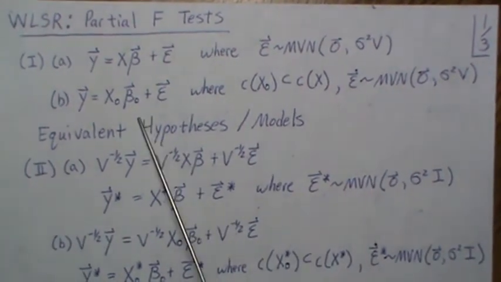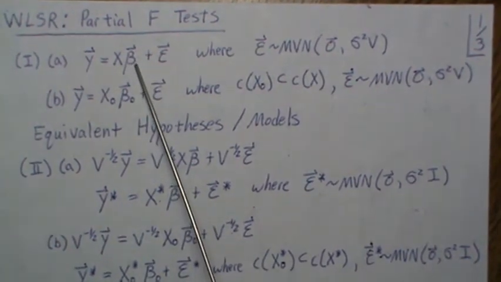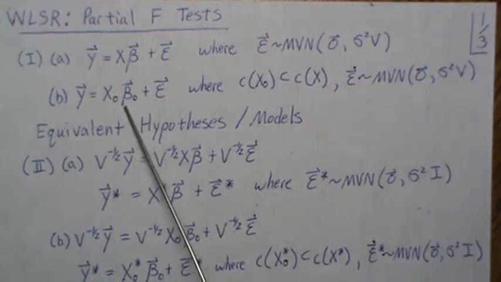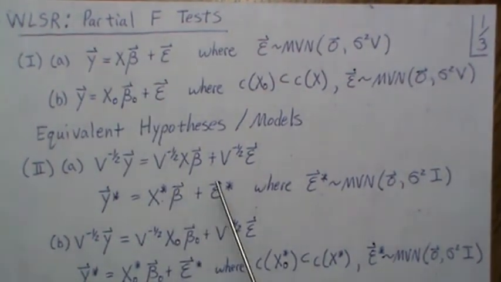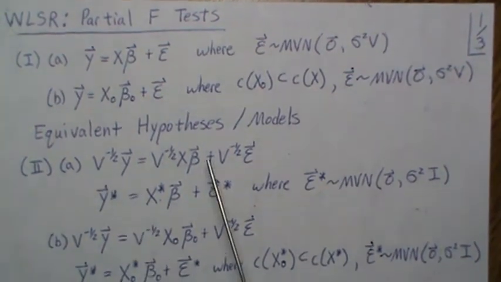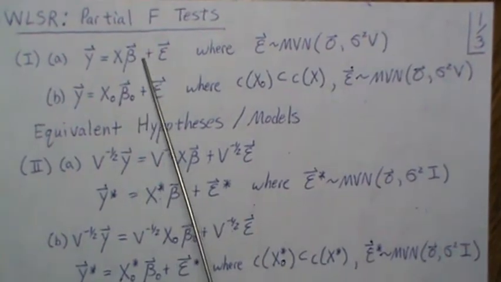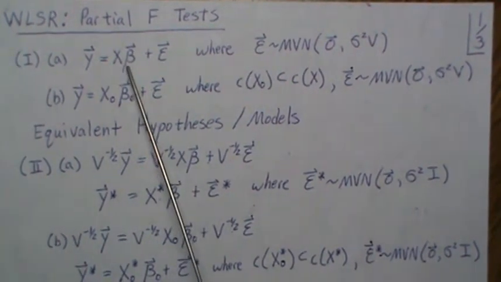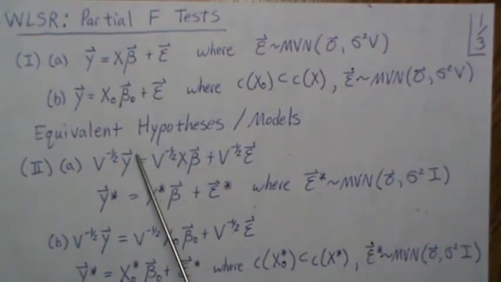So really what this is saying is that some of these beta parameters are zero. We want to test that. Are they zero, meaning we should be in this model, or are they not zero and they should be in this model? Now, an equivalent set of hypotheses is this. If we just pre-multiply everything by a positive definite matrix, it doesn't change this equation. The solutions for beta are still the same. So that's what this is.